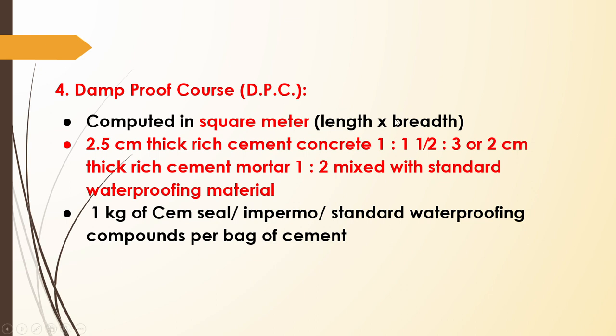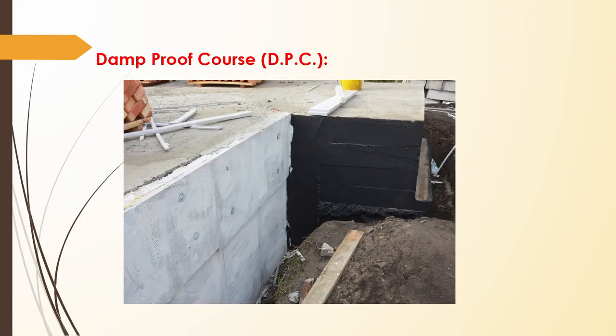2.5 centimeter thick rich cement concrete, 1:1.5:3, or 2 centimeter thick rich cement mortar, that is 1:2, will be mixed with a waterproofing material. Some waterproofing materials used are normally Impermo or Semzil, etc. These materials will be mixed with the concrete mix or the mortar, and we will place it over the foundation. So that is about damp proof course, and it is calculated in area terms, that is square meter. So this is a figure showing the placement of a damp proof course.